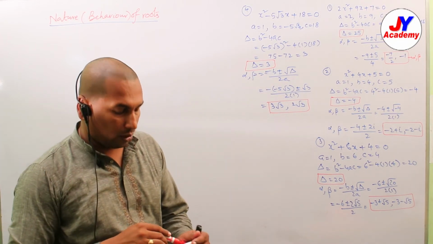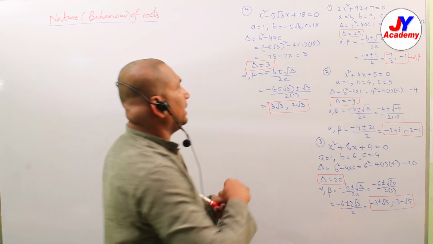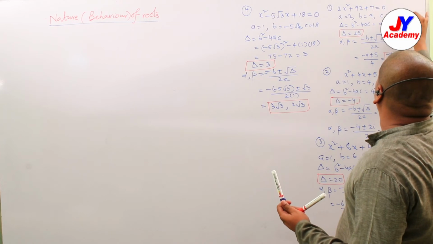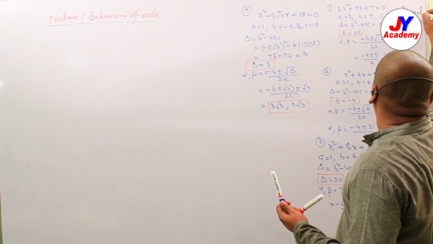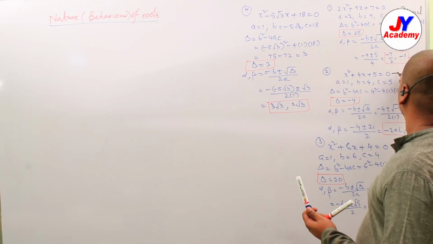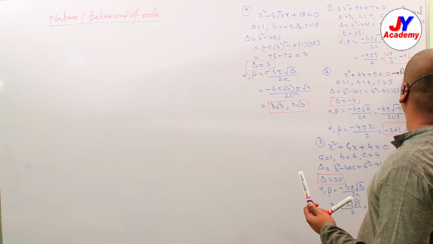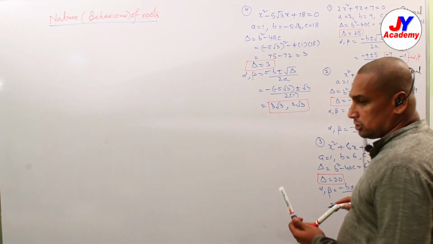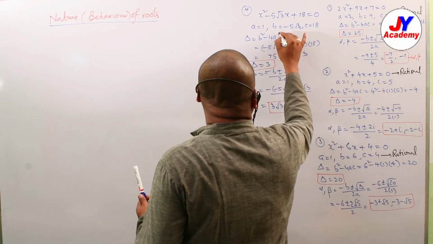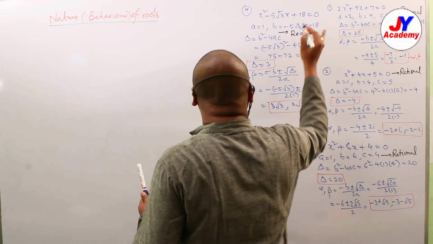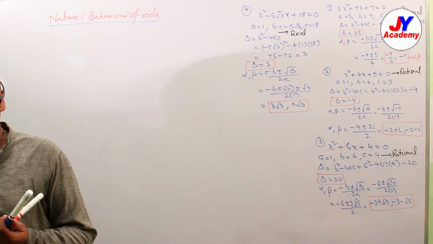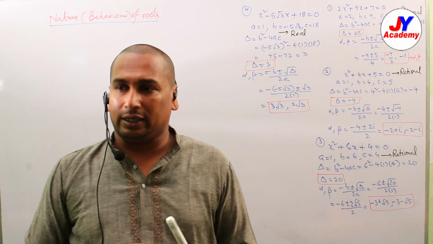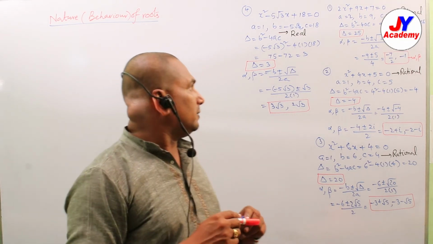Okay na? So now what is our conclusion? See here, if you observe, A, B, C are rational, and here also rational, here also rational, here A, B, C real. Real means both rational and irrational.